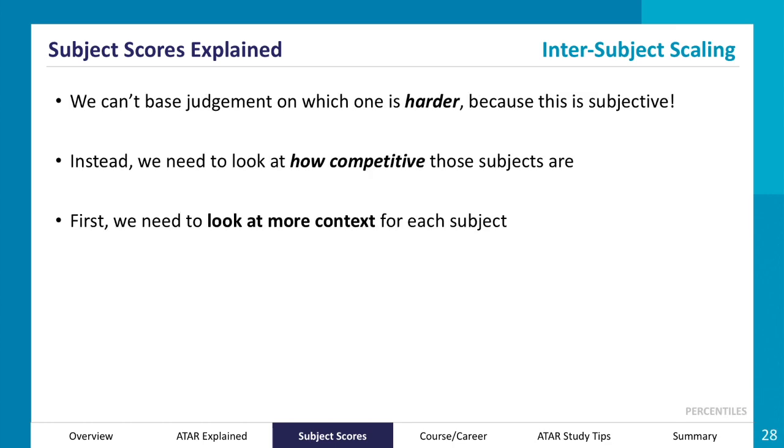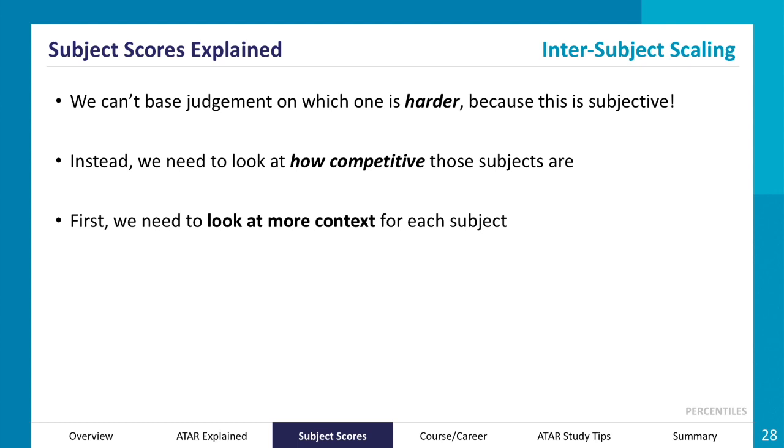However, in reality, we actually know more than that. We know that some subjects might be easier to score well in or harder to score well in, and we need to account for that fact. But we can't base judgment or scaling simply on what is, quote, harder, unquote, because that's really, really subjective. Right? I might be doing English and find it really, really easy, whereas you find English really, really hard.